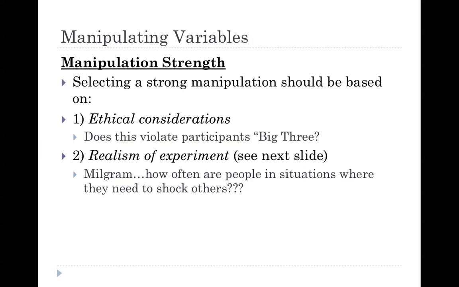When you're trying to ensure that you have a strong manipulation, you need to consider two things on top of wanting it to be strong. First, is it ethical? Is this manipulation violating participants' big three? When I say big three, that's beneficence, maximizing benefits and minimizing risks and costs; autonomy, free choice to be in the experiment; and justice, ensuring an equal distribution of risks and benefits. The reason it's important is because deception experiments are actually very effective.